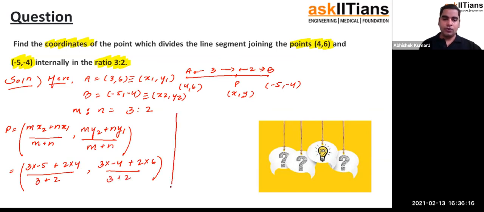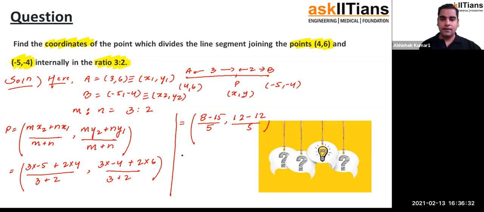Let's simplify it more. The x coordinate is going to become (8 - 15)/5, and the y coordinate is going to become (12 - 12)/5.